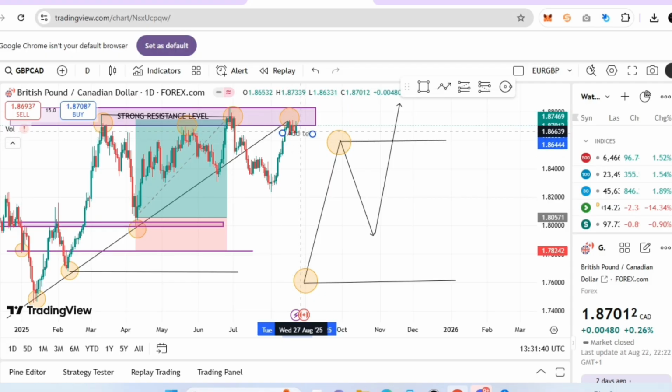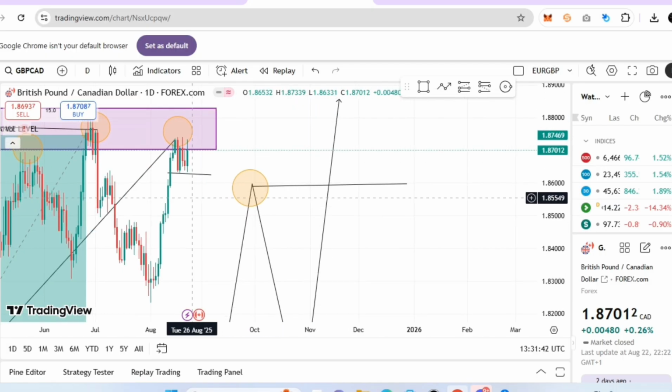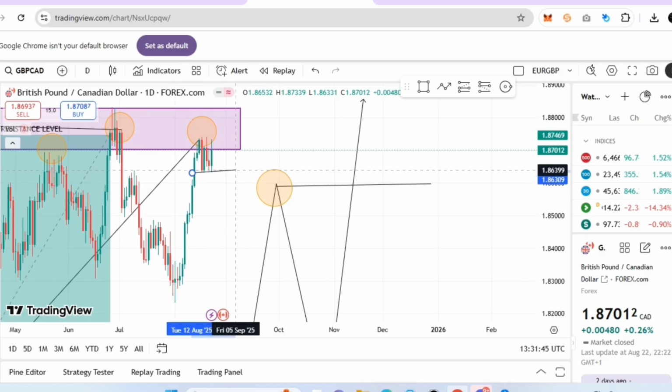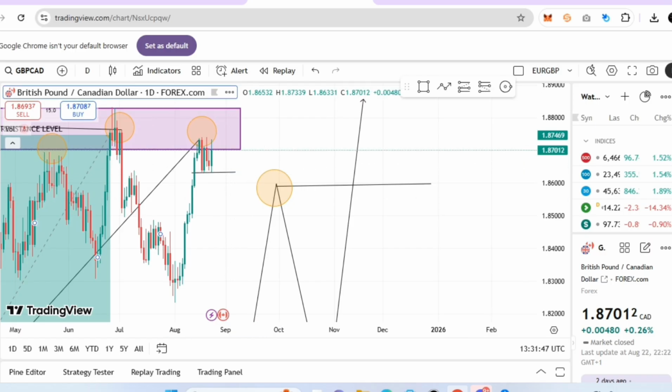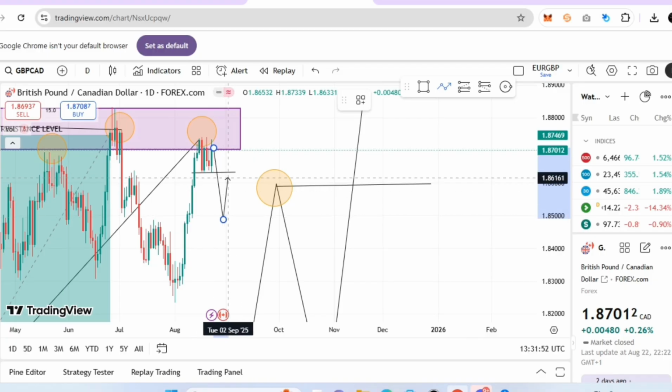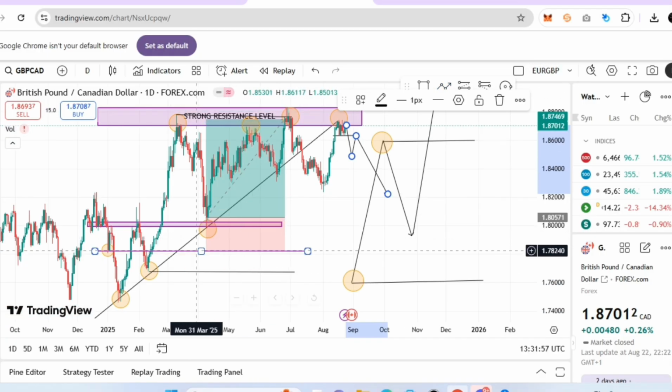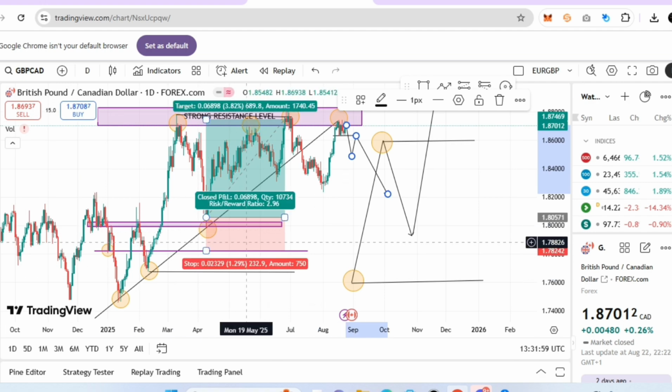I have a small ranging market. I'm waiting for it to break this ranging market. Once it breaks out, fine and good. I'm good to go with my sell entries, something like this. Then retest, then continue downward. That's what I'm looking for in the market.